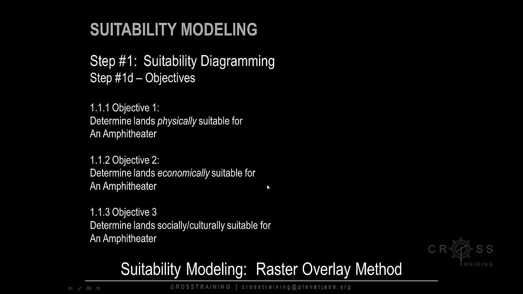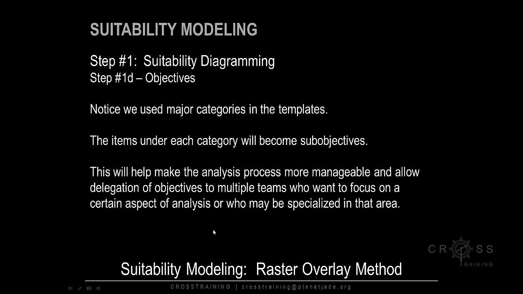Some example objectives that we might have from our example demo site with the amphitheater, the outdoor entertainment center, would be to determine lands physically suitable for an amphitheater. Our second one might be determine lands economically suitable for an amphitheater. And then our third one could be determine lands socially or culturally suitable for an amphitheater. Notice we use major categories in the templates to fill in those blanks. The items under each category will become sub-objectives later.